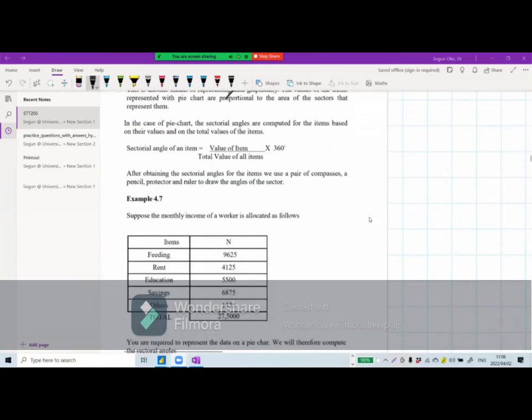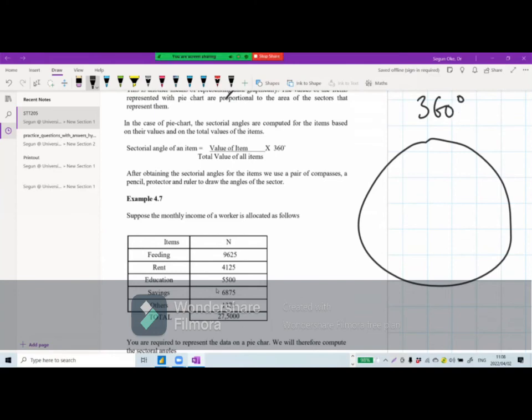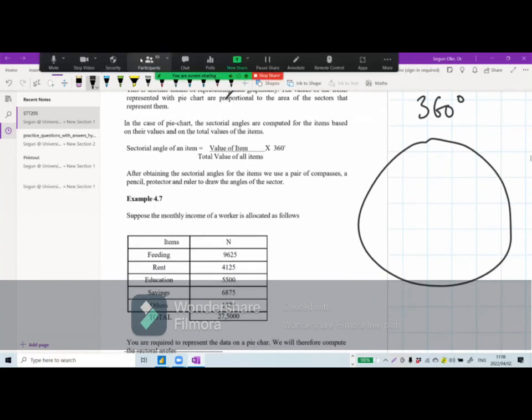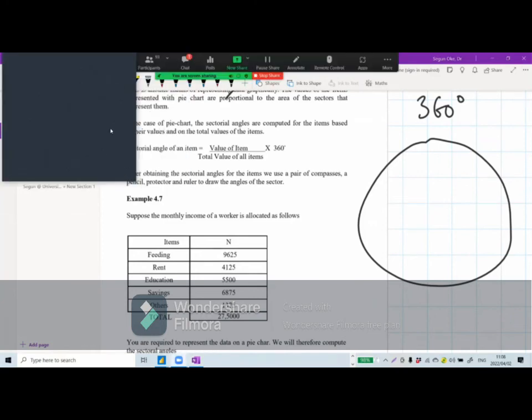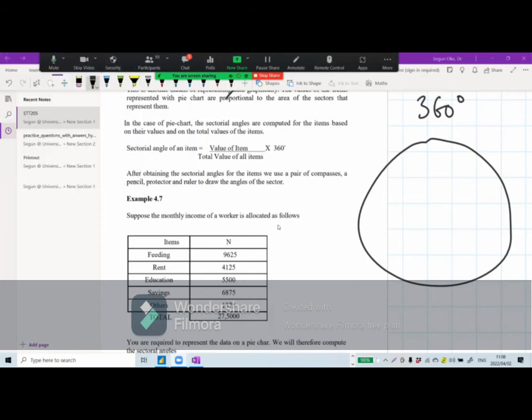Okay, so when we have, for example, a pizza like this, it simply means 360, and we call it 360 degrees because of the nature of the circle. So in this case, in the pie chart, sectorial angles are computed for the items based on their values.